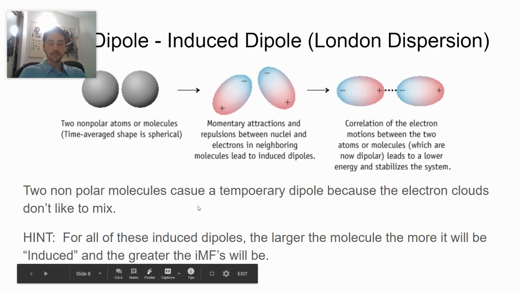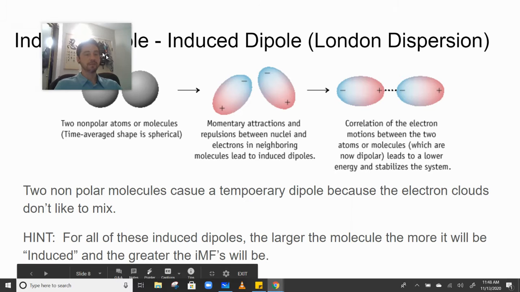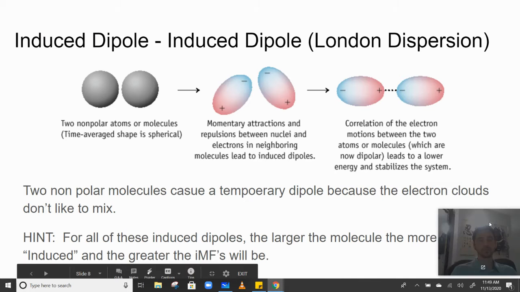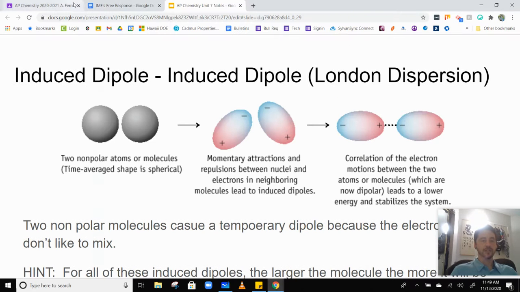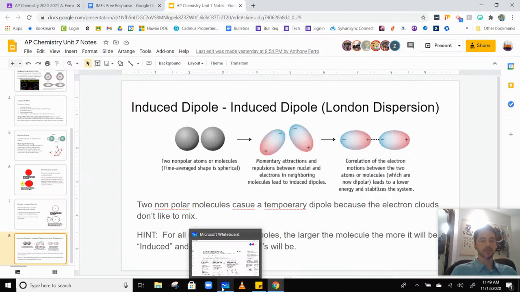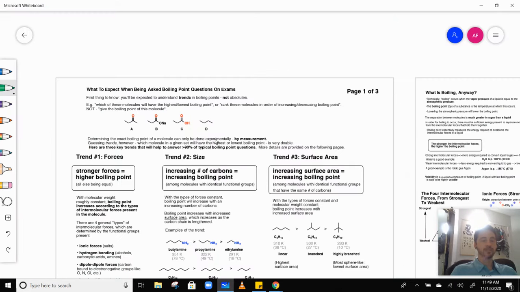Okay. That's pretty much it for the types of forces. Now let's see how they're used. Typically the kind of questions you're going to get are these boiling point questions, and this can be applied to boiling point, melting point, and vapor pressure. Just remember that.